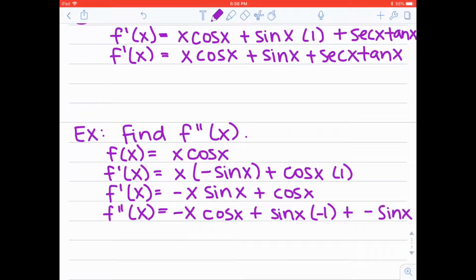So that means that if I simplify my second derivative, I have negative x cos x, and then I had one negative sine x right here and another negative sine x right there, and so that gives me negative 2 sine x.